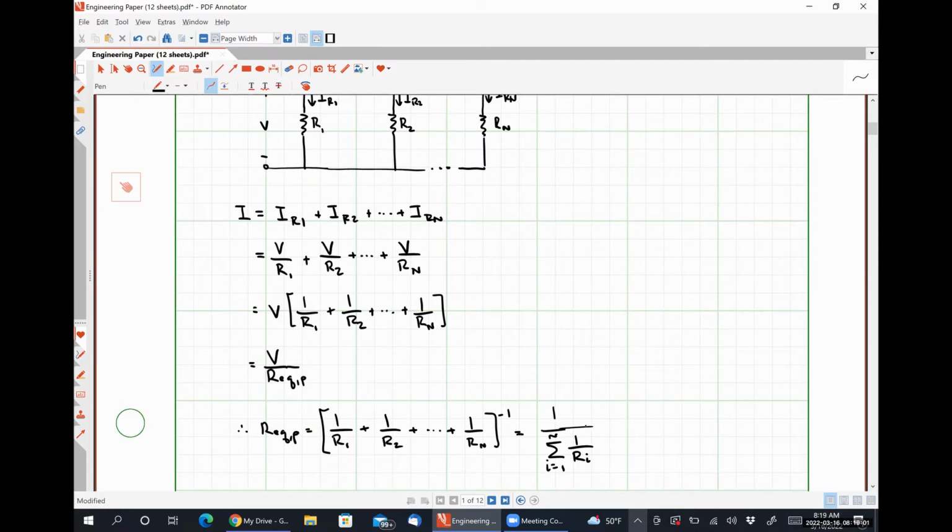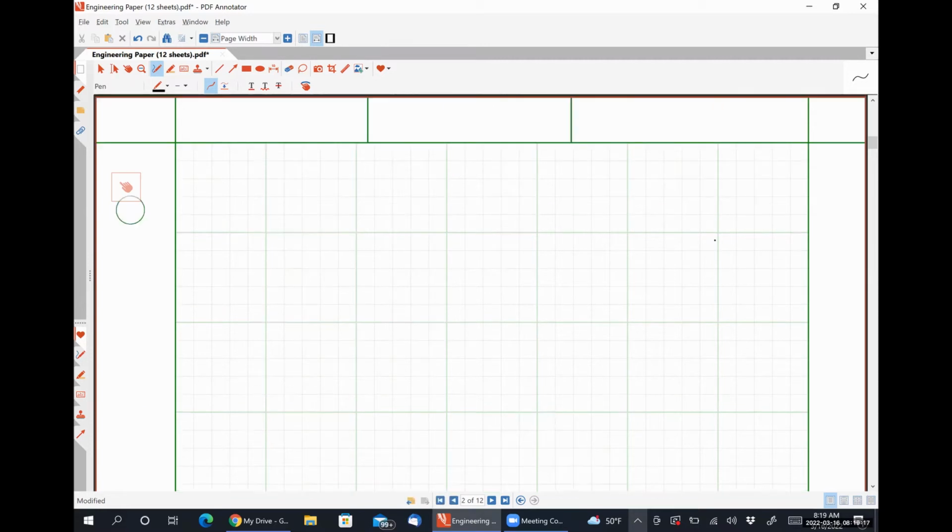So this tells us how we combine resistors in parallel. Now there's a special case for resistors in parallel where we don't have to do this annoying sum of the reciprocals and then we take the reciprocal out. Okay. So let's say that we have exactly 2 resistors in parallel.